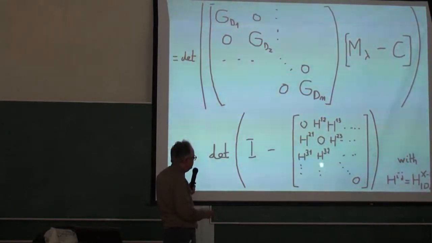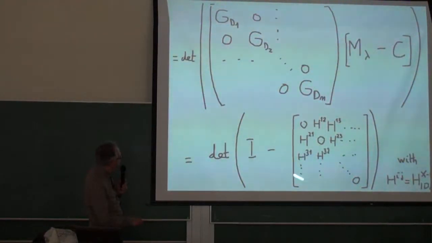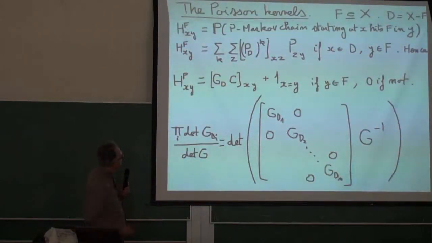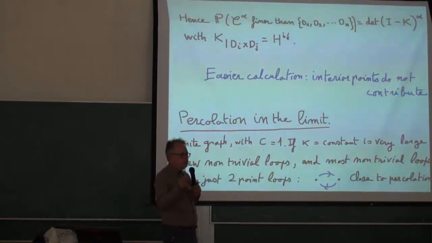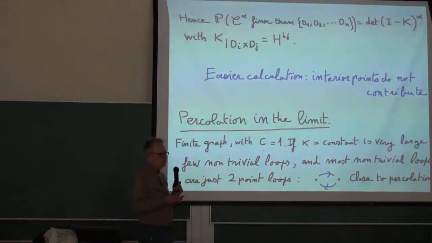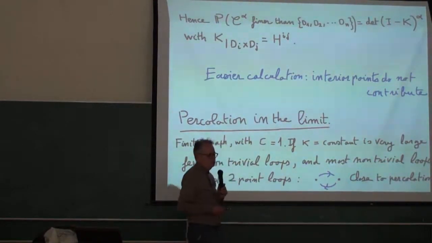So what is so good, and why is this formula better than the previous one? Well, you can therefore write, if I call this matrix K, that the probability that C alpha is finer than my given partition D1, D2, Dn is a determinant of I minus K to the power alpha, where K is essentially given by the Poisson kernels between different Di's. So it's an easier calculation because, you see, interior points do not contribute. It's only when there is a connection between Di and Dj that this is non-zero. So basically, in a lot of examples, except in the case of the complete graph, this matrix will have many more zeros than the original one.